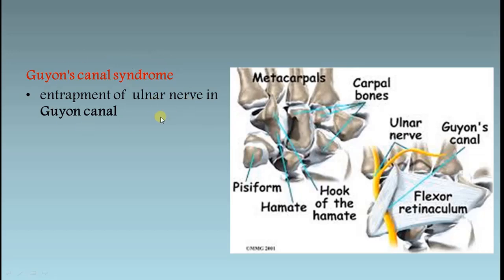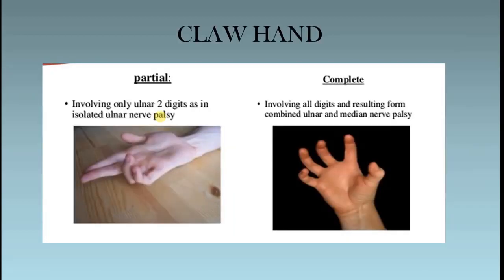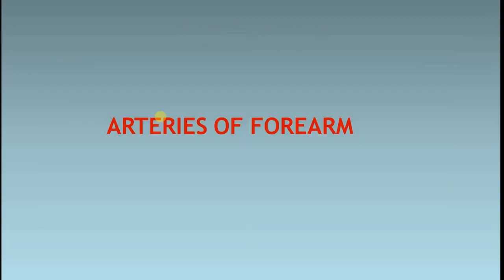So it is all entrapment neuropathy: in Guyon's canal, in the cubital canal or cubital tunnel, or for the median nerve, pronator teres syndrome. All these are entrapment neuropathies. So that is the partial claw hand and complete claw hand for you. It is partial claw hand only if the medial two fingers are involved, namely due to the ulnar nerve. Complete claw hand is when all the fingers are involved, so naturally both the median nerve as well as the ulnar nerve are involved.